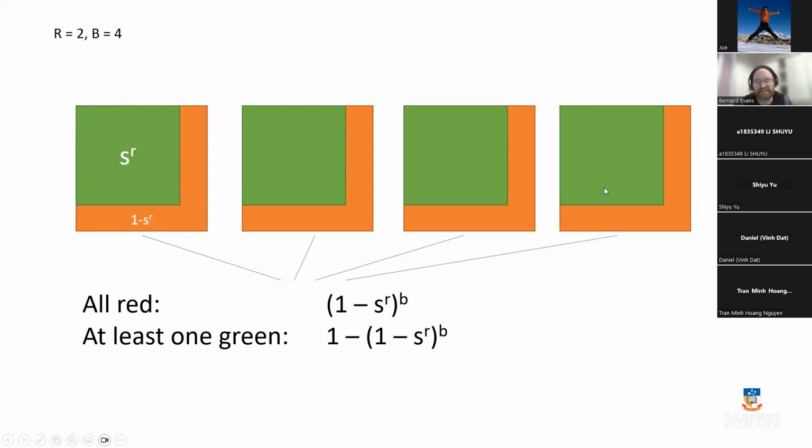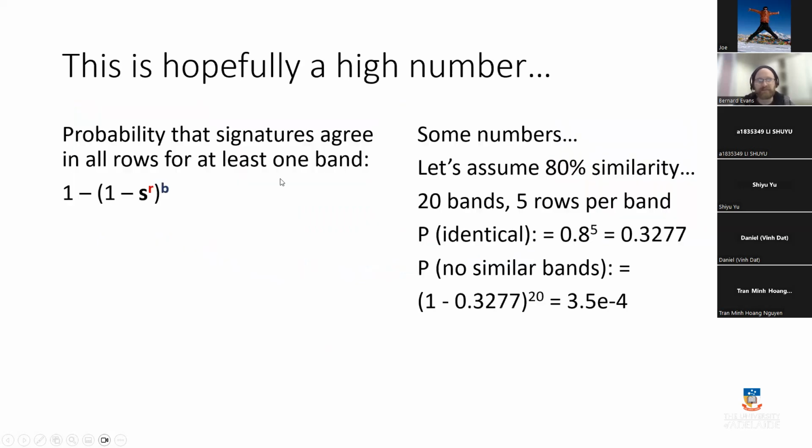Now I've got 4 bands, yeah? If I add all the reds together, it's the probability that this one was a red, and this one was a red, and this one was a red, and this one was a red, which is this expression, 1 minus S to the power of R, to the power of B, right? That's pretty unlikely that they're all red. This is the probability that at least one of them was green. That is to say that it matched in all of the rows. Okay. So hopefully this is a high number, right? What we're really hoping for is if the documents are quite similar, that this expression is big, and if the documents are very dissimilar, that the number is quite small.